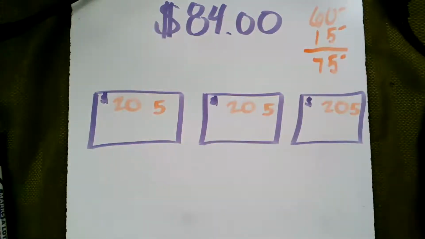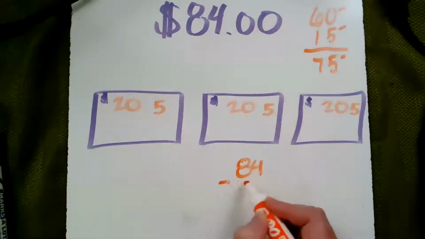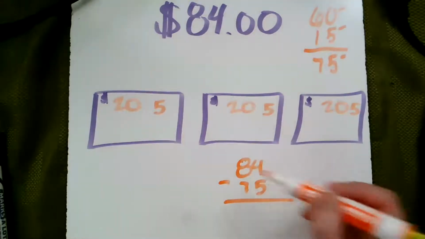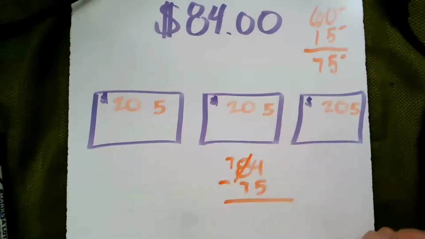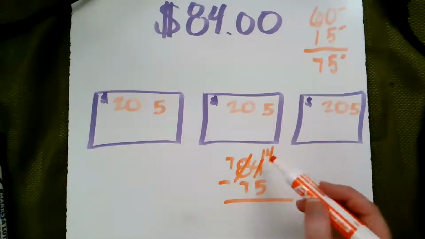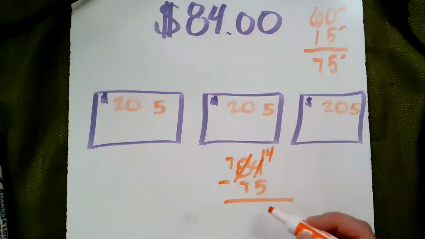So let's figure out how much we have left. What I'm going to do is 84 minus 75, just so I can see, okay, I've used a bunch of money, how much do I have left? Well, I can't take 4 from 5, so I'm going to need to borrow, and this becomes 14. 14 take away 5, 14, 13, 12, 11, 10, and 9.